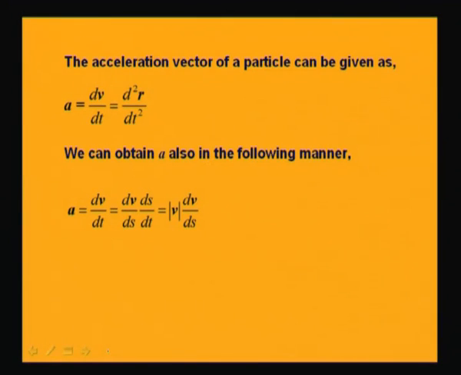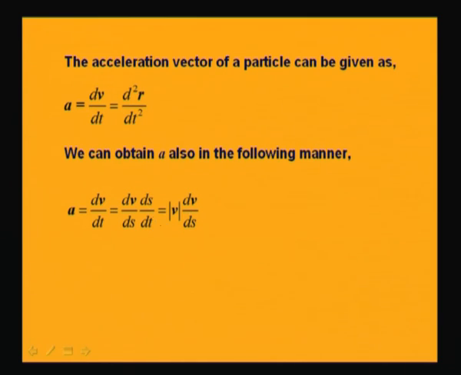Now, let me discuss the acceleration. The acceleration vector of a particle is the rate of change of the velocity vector. A is equal to dv by dt, which can also be written as d square r by dt square, where d square is not any square, but rather indicates the double derivative. These symbols have been used, and one must be very clear about that. d square r by dt square means the double derivative of the position vector with respect to time. We can obtain a also in the following manner.